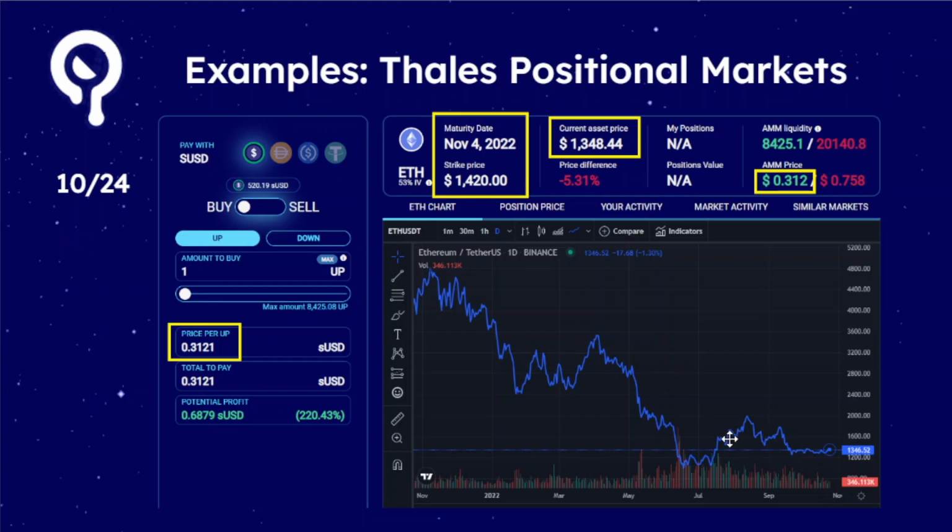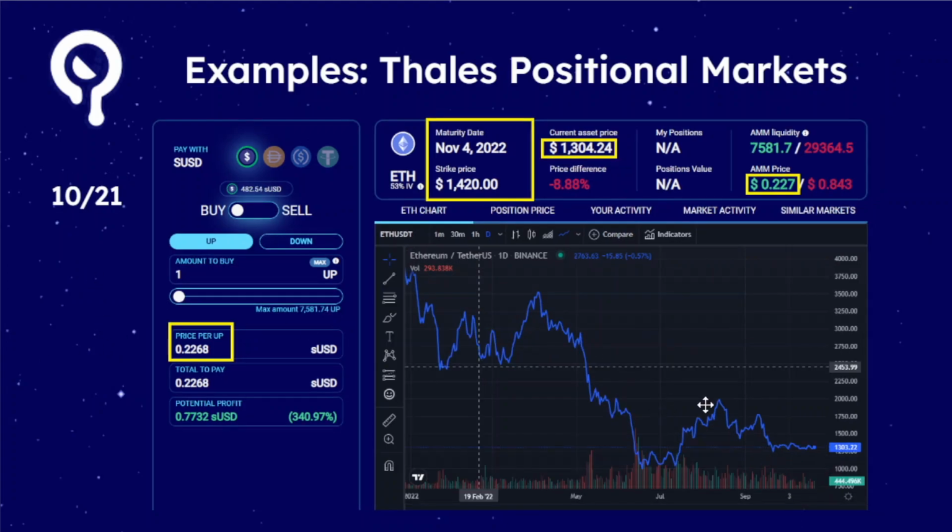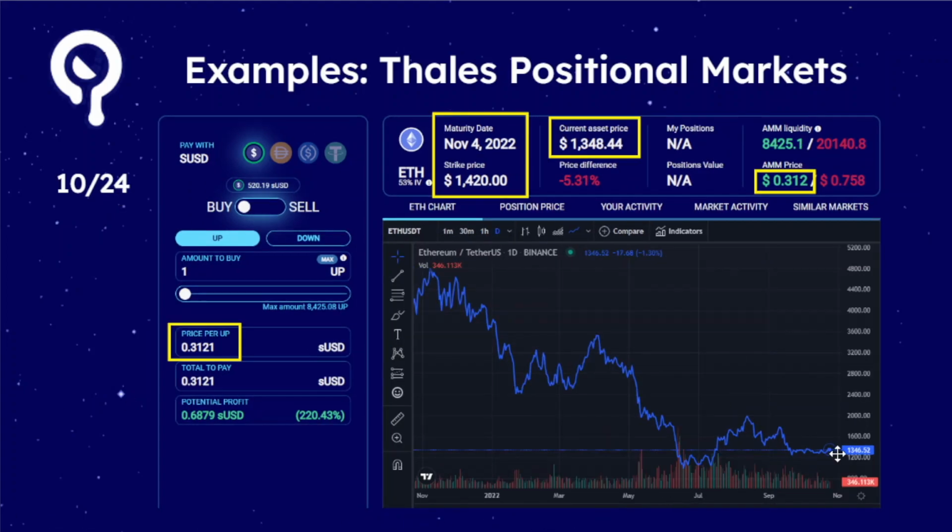You can actually look at the chart. So, you have to zoom way in here, but there it is at 1303. And there is a slight tick up to 1346. So now the odds that the price of ETH will be above 1420 on November 4th as of 10/24 are actually better. So that means you have to pay more for a chance to redeem one USD.